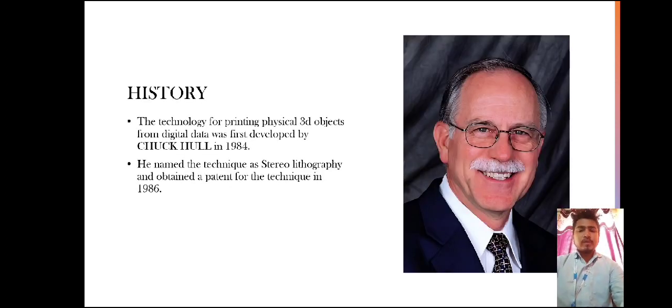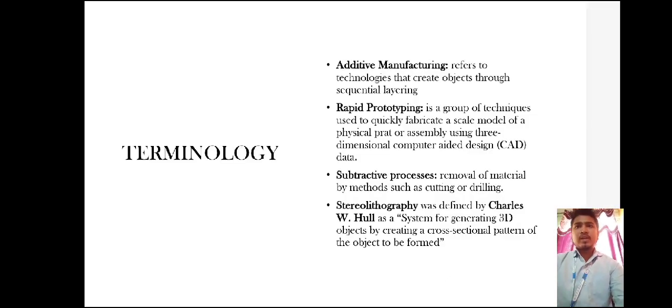History. The technology of printing physical 3D objects was first provided by Chuck Hull in 1984. Terminology: additive manufacturing, rapid prototyping, subtractive process, and stereolithography, which was defined by Charles Hull and his system.